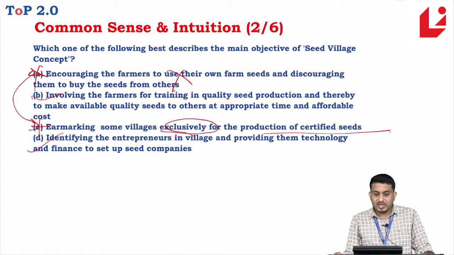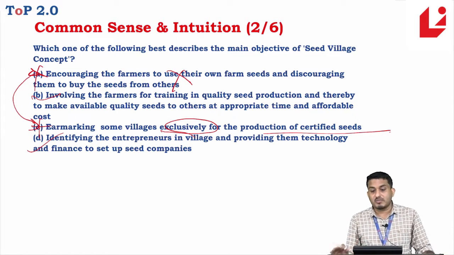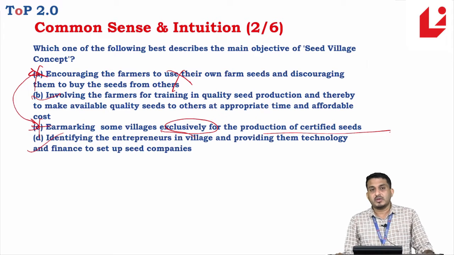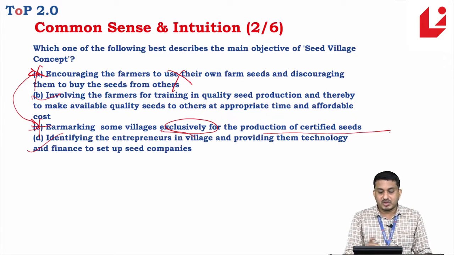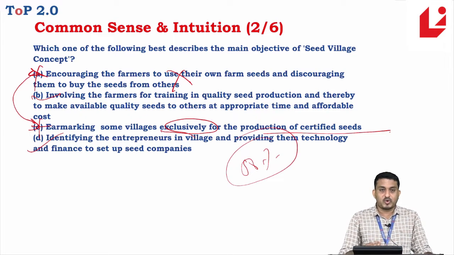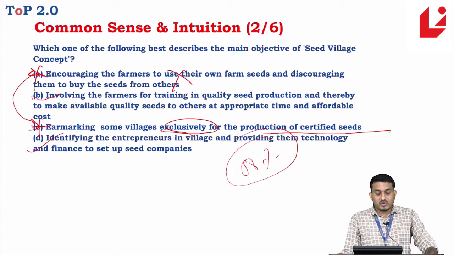So B and D. So what I am trying to say is, using common sense, even if you don't know anything, even if you have not heard about this particular concept, seed village concept, at least use your basic knowledge, use your common sense, so that you can eliminate two options. Now you have got 50% chance, right? So what I am saying is, this will actually help you to eliminate the answer. Now what is the answer for this?